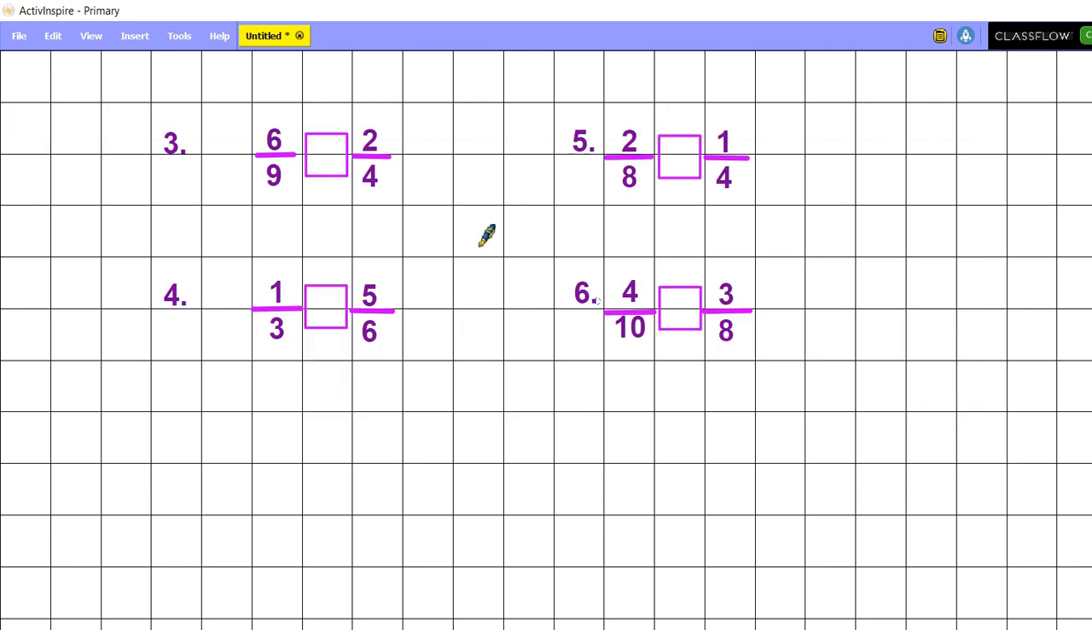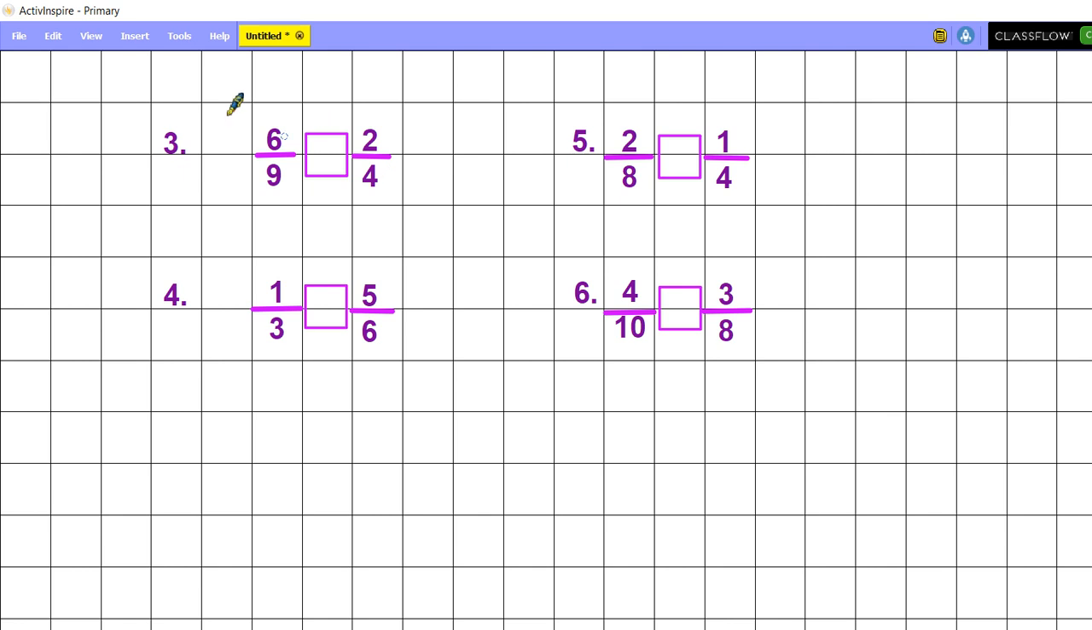Okay, so now what I've got is some fractions on the board, and these fractions actually don't have pictures. And I could carry on using pictures. However, when we need to be quick with our maths and our mental arithmetic work, we need to try our very best to do it without diagrams because that's the speediest method. So what I'm going to do here is show you how to do number 3 without using diagrams. So my first fraction is 6/9, and then I've got 2/4.